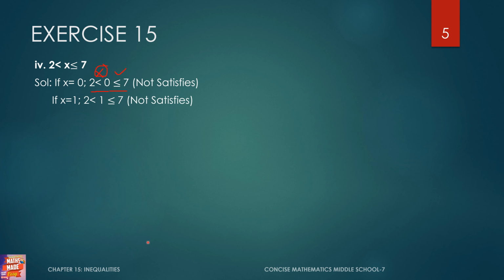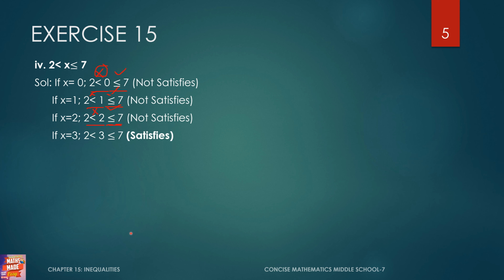Similarly, take x is equal to 1 and check for both the conditions. 2 is less than 1 and 1 is less than or equal to 7. 2 is not less, it is greater than 1. So the first condition doesn't satisfy and this one it satisfies. So I can write down as not satisfies. Similarly, if x is equal to 2, 2 is less than 2? No, they both are equal. 2 is less than or equal to 7? Yes. Since one condition is not satisfied, you can write it down as not satisfied.